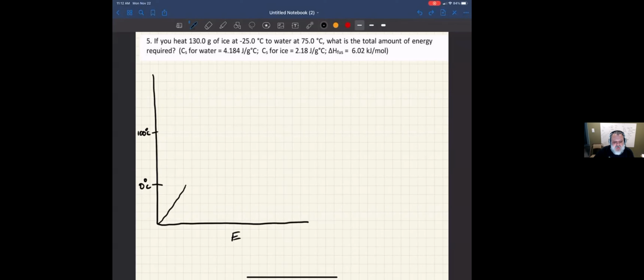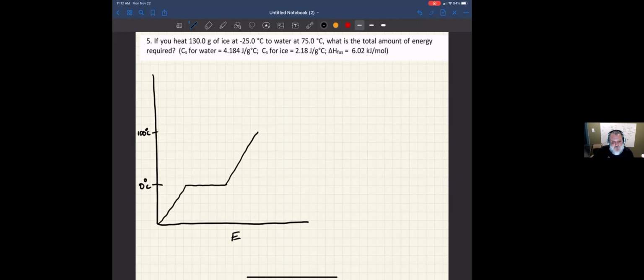Now, I'm going to be heating up the ice from negative 25 to 0 degrees C. So I'm going to need that part of the heating curve. I'm going to also take the ice and I'm going to melt it. So I'll need this part. When you melt the ice, it doesn't change temperature. The energy just goes into melting. Then once it's liquid, it continues to add energy, and then the temperature does increase at that point.